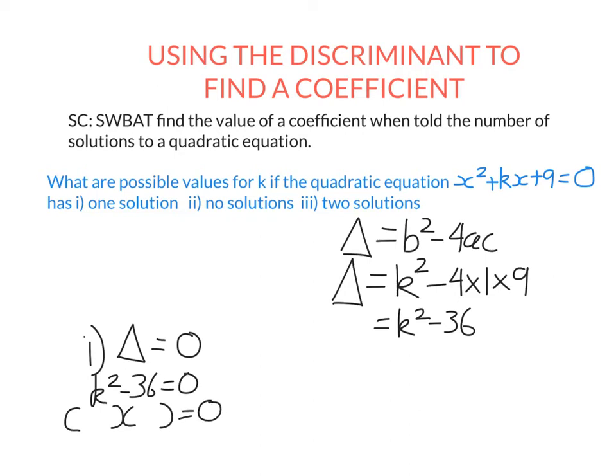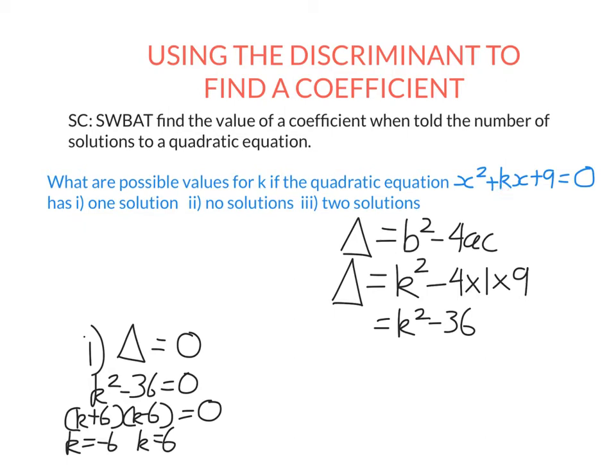So difference of two squares. Square root the first, square root the second. One gets a plus, one gets a minus. So the solutions to this, either k plus 6 equals 0 or k minus 6 equals 0. So if k was plus 6 or minus 6, this equation would have one solution. So if k was positive 6, the only solution would be negative 3. If k was negative 6, the only solution would be positive 3.